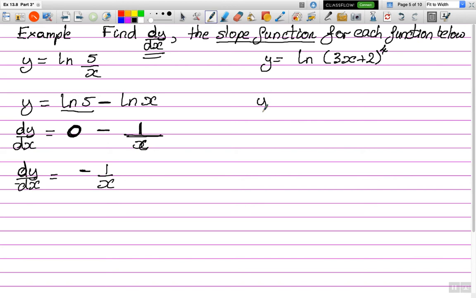This one here, once again, we're going to use the laws of logs before we tackle the problem. We're going to use the power law, and the power law is bring the power to the front. So we've now got this.